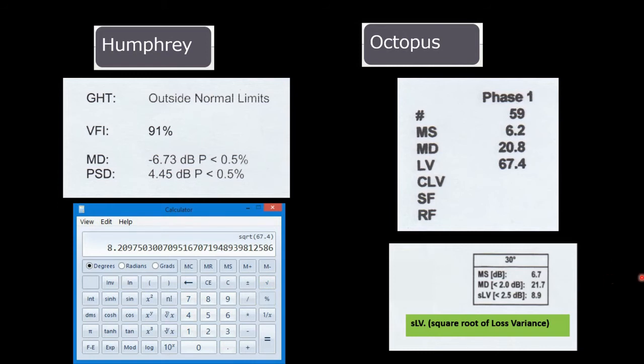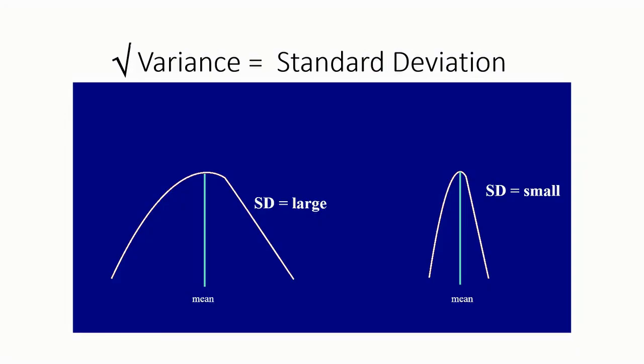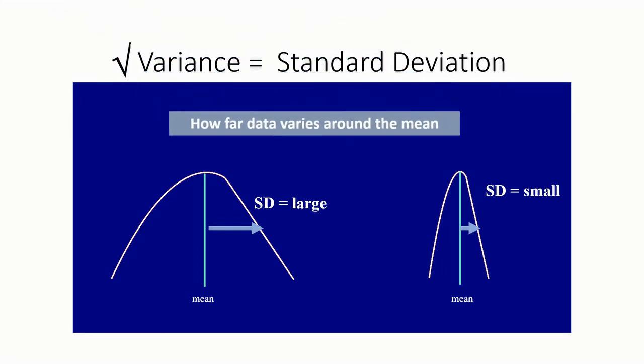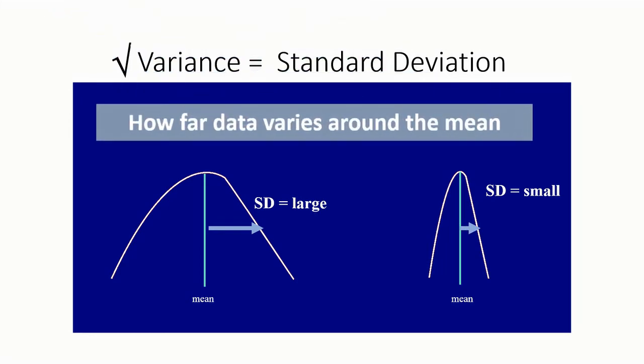In this last example, it is already written in the form of square root of the loss variance. Keep in mind the square root of the variance equals the standard deviation. If the value is small or if the value is large, then we know how far data varies around the mean.